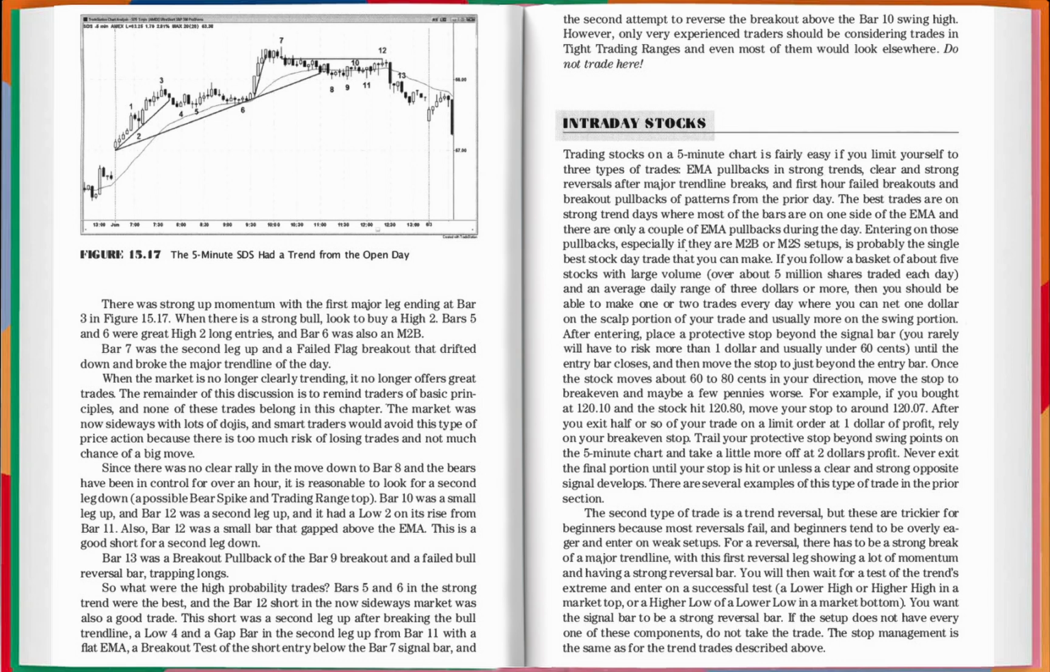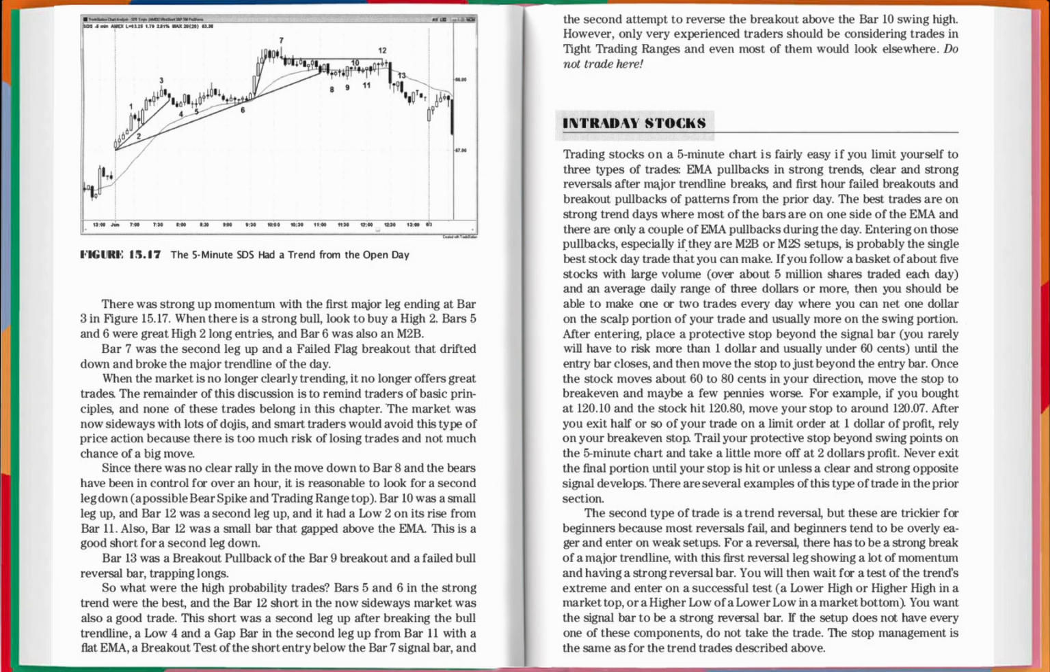Trail your protective stop beyond swing points on the 5-minute chart and take a little more off at $2 profit. Never exit the final portion until your stop is hit or unless a clear and strong opposite signal develops. There are several examples of this type of trade in the prior section.